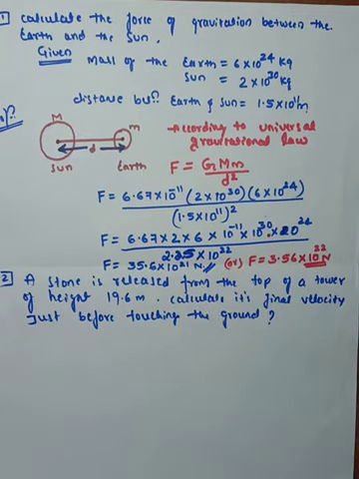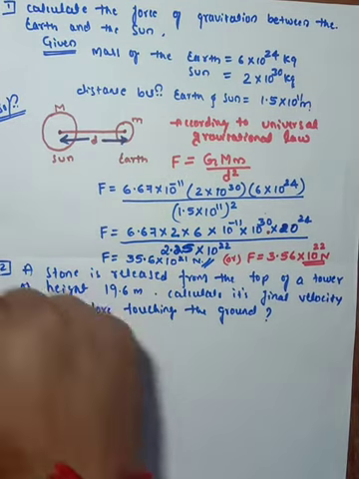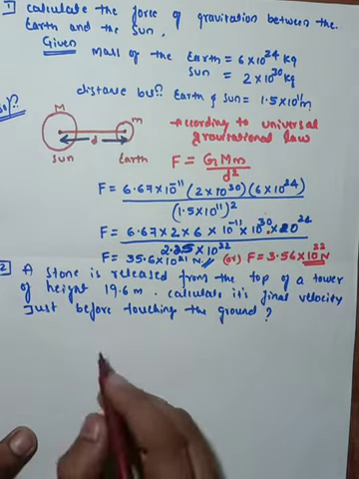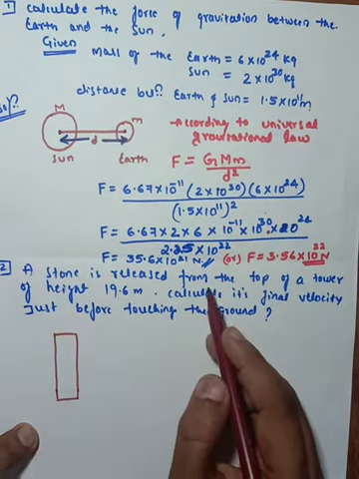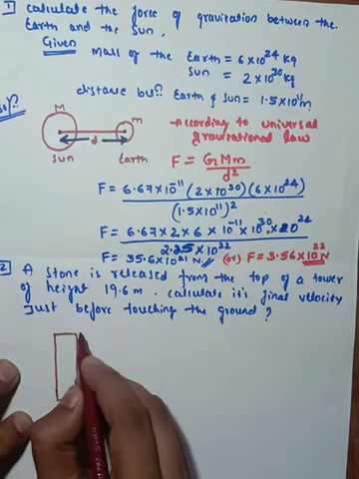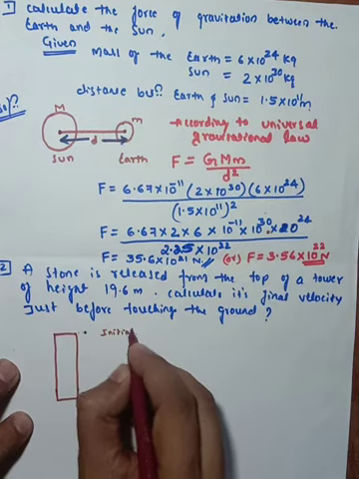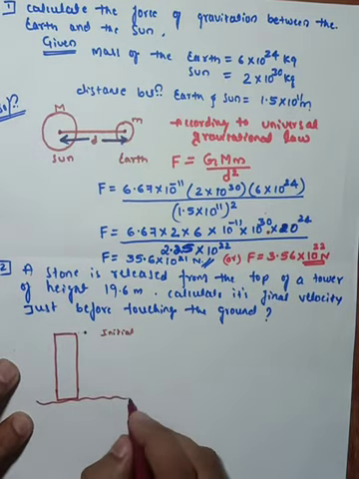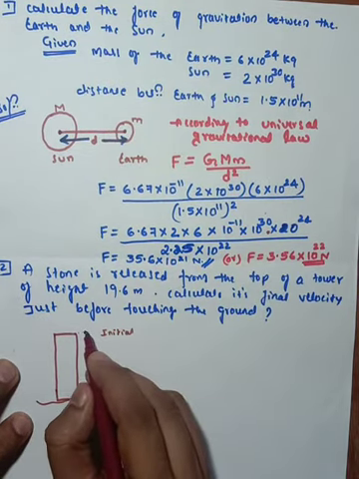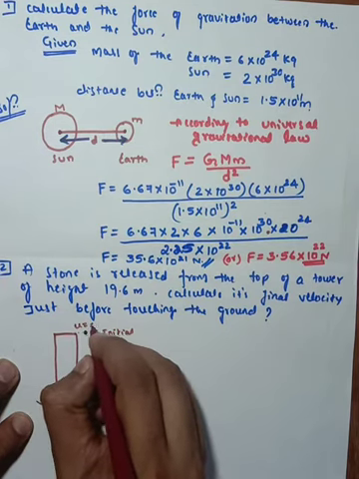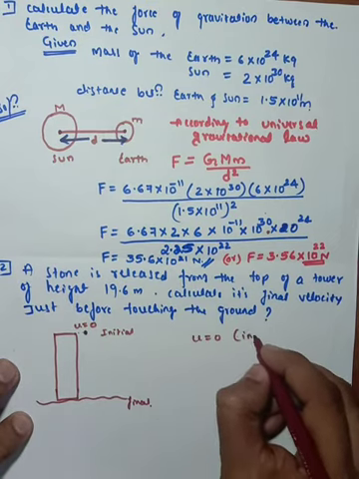So next one, see, a stone is released from the top of a tower. Let me draw a diagram for your convenience. So this is the tower. The stone is released from here itself. So this is the initial position, and this is the ground, this is the final position. Remember, before it is released, u will be 0, the initial velocity will be 0.